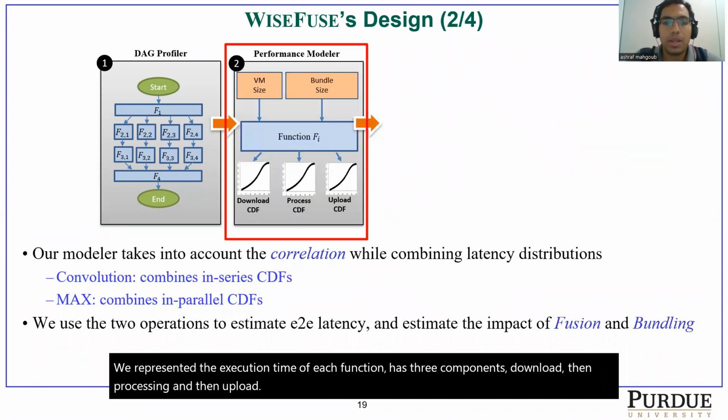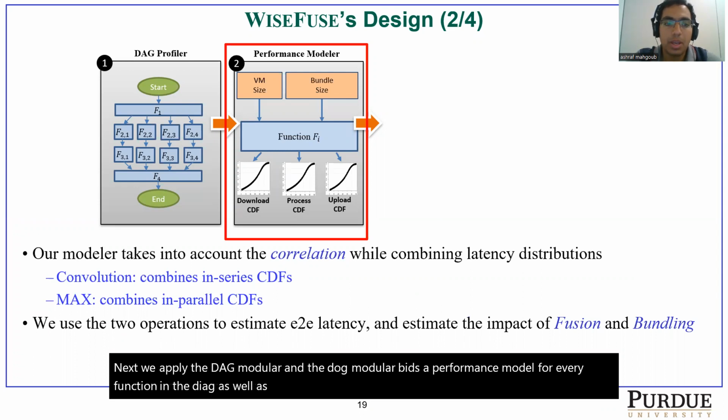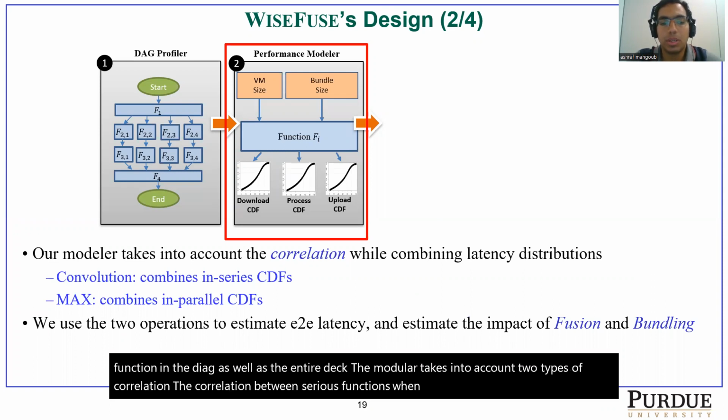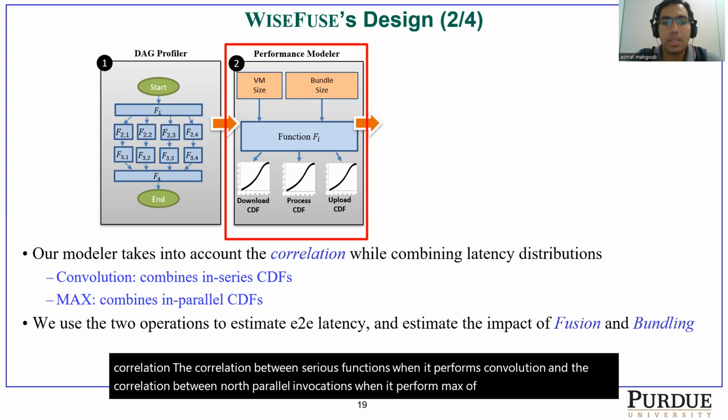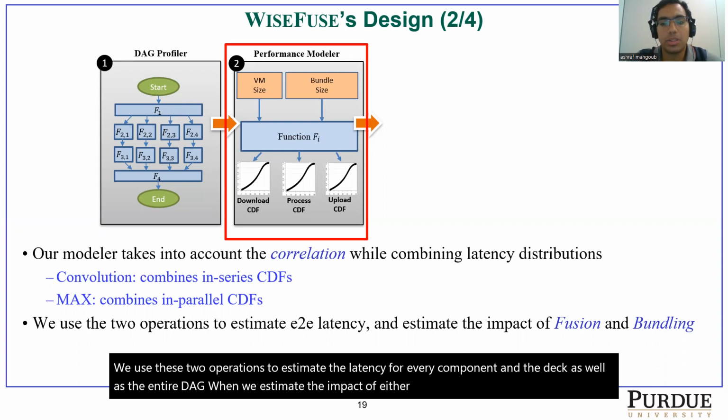Next, we apply the DAG modeler, and the DAG modeler builds a performance model for every function in the DAG as well as the entire DAG. The modeler takes into account 2 types of correlation: the correlation between in-series functions when it performs convolution, and the correlation between in-parallel invocations when it performs max of their CDFs. We use these 2 operations to estimate the latency for every component in the DAG, as well as the entire DAG when we estimate the impact of either doing fusion of 2 stages or doing bundling of 2 parallel invocations.